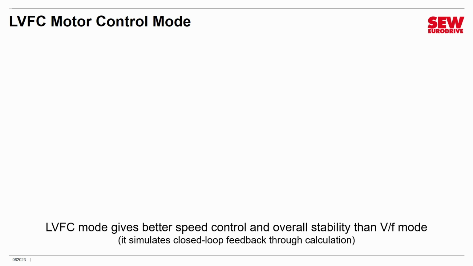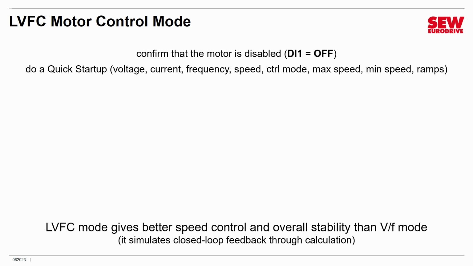So how do you change to it? It's very simple. First of all, you should confirm that the motor is disabled, because you need to have that off when you're going to change the motor control mode. So DI1 should be switched off or unjumpered. Then do a standard quick startup by setting the motor voltage, current, frequency, and speed. Pick the control mode you want to use, in other words, whether you wish keypad or terminal or field bus control. Then set the motor's maximum and minimum speeds and set the 2 speed ramps. So basically do everything you need to do in the basic parameter group.